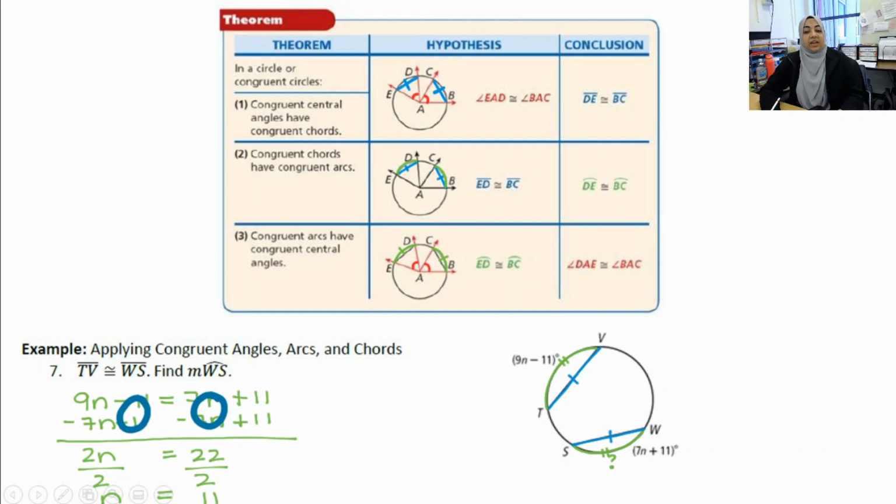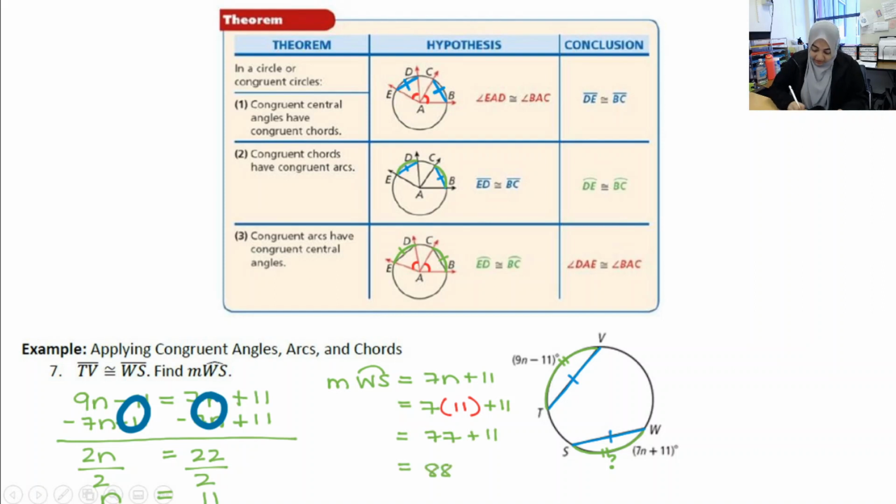Okay? Now that we have n is equal to 11, all I have to do to find the measure of that arc is substitute it back in. So I can say measure of arc WS is equal to 7n plus 11, and we're just going to substitute. Lots of 11s in this one. 77 plus 11 is, of course, 88. So I can say measure of arc WS is 88 degrees.